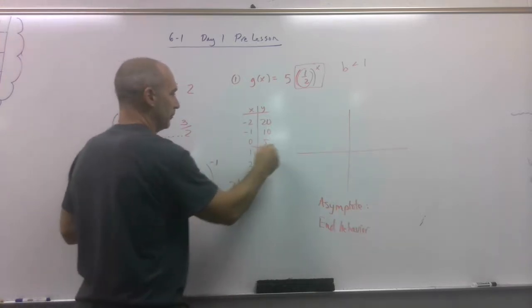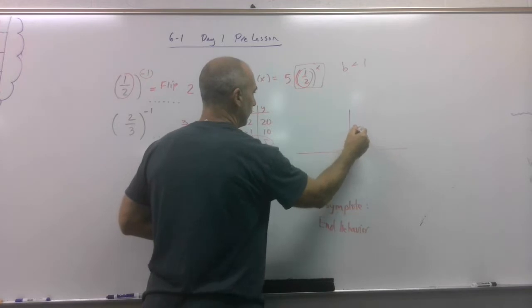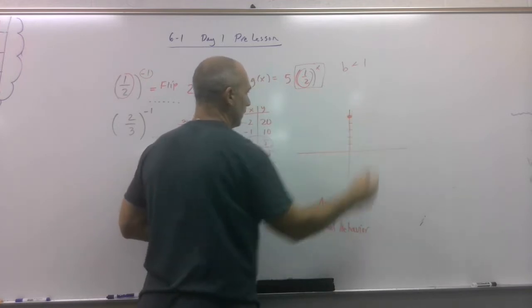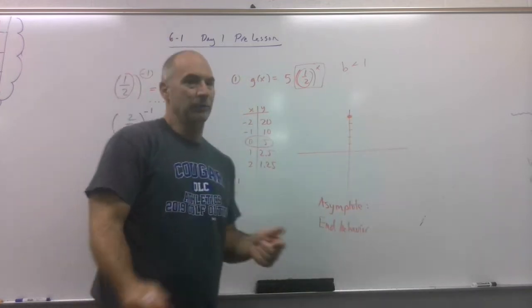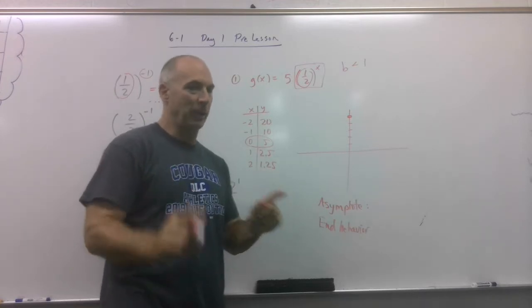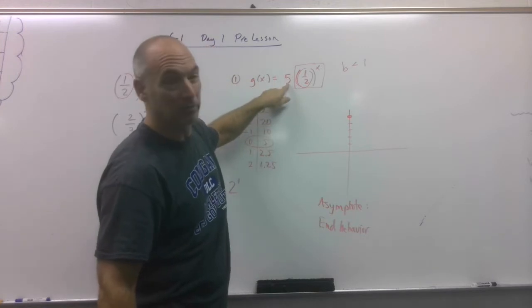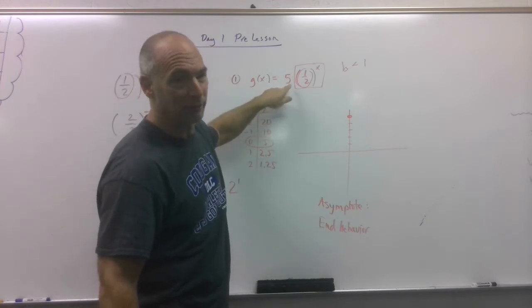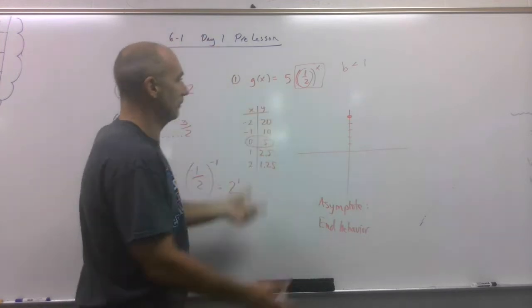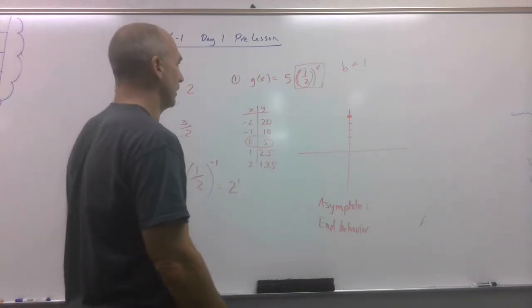Here's the point. 0, 5 is right here. That's my y-intercept. Now in the previous ones, all of my y-intercepts were 0, 1. Why did this one change? Because the previous problems, that was a 1. Now we have a 5. So that's what elevated the y-intercept up 5.